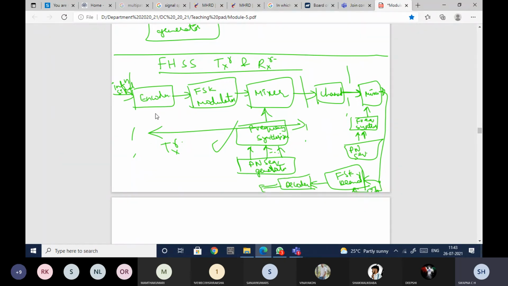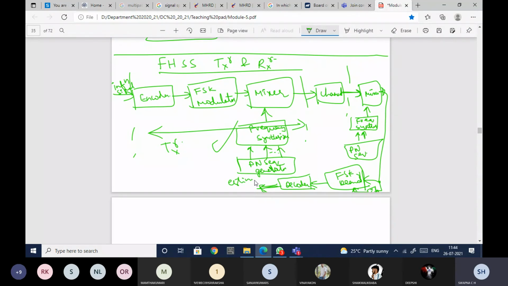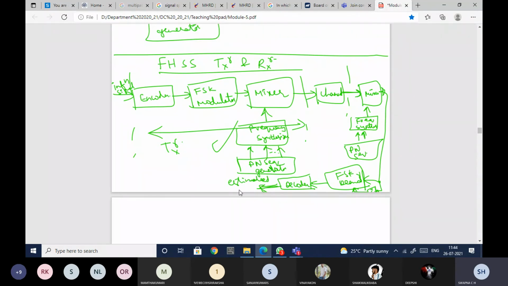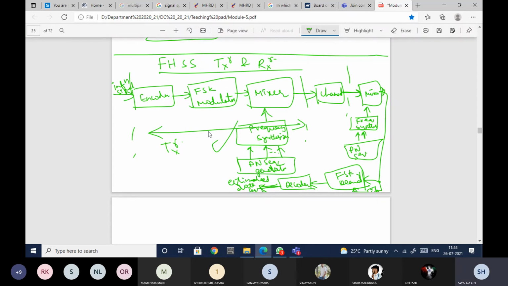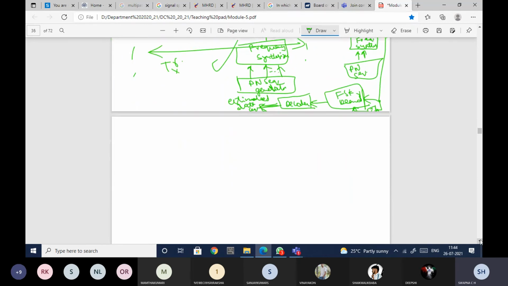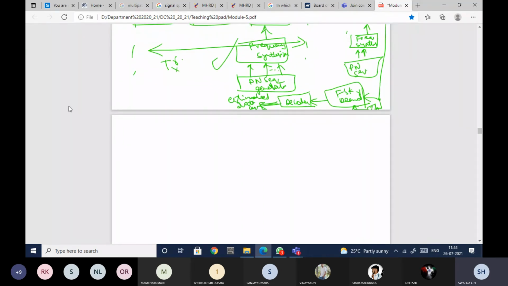Encoding means you may add some redundancy. By adding the redundancy, we'll be able to remove the errors. Since here we are adding the redundancy, at the receiver end we need to remove the redundancy. So the decoder, and finally whatever output you are getting is nothing but the estimated data sequence. So this is the complete block diagram of your FHSS transmitter and receiver.